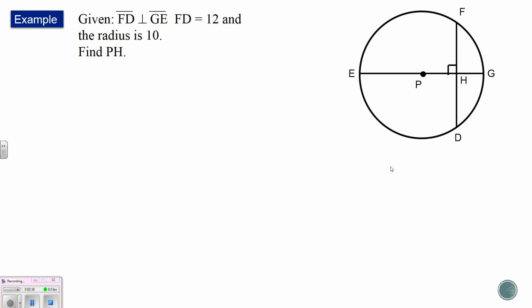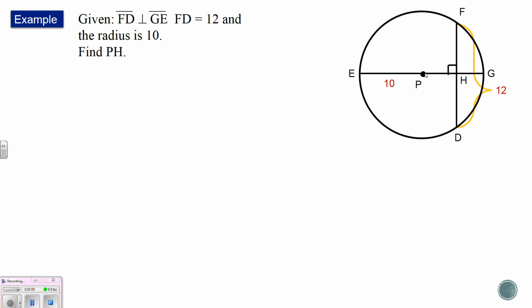So here's our diagram. It looks very similar to what we had in the last picture, but it's telling us that FD is perpendicular to GE, so that's why that marking is there. FD is 12, so this whole chord is 12, and the radius is 10, so EP or PG are both 10. So let's just put a 10 here and we'll call that 12. That's the information that we have.